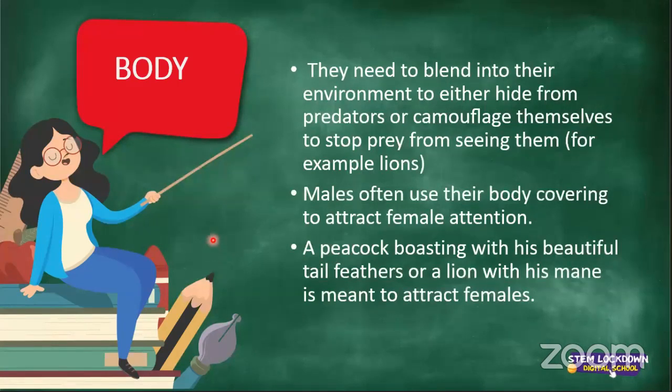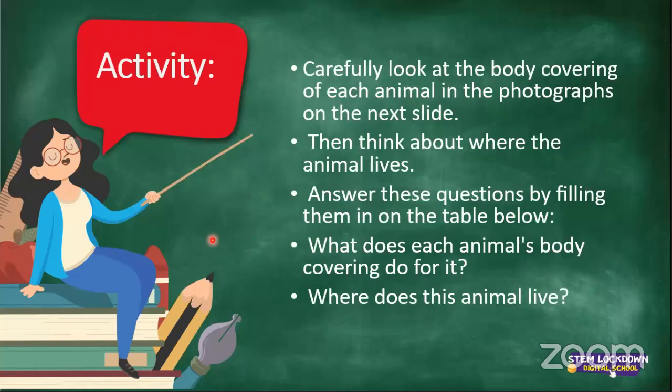Okay, we are going to move on to the next slide. We're going to do an activity now together. We're going to look at the body coverings of each animal in the photographs on the next slide. And then we will think about where the animal lives. Okay, so usually a body covering is there for the animal to be able to live where he is. We're going to answer these questions on a table, and we will answer what does each animal's body covering do for it, and where does the animal live.